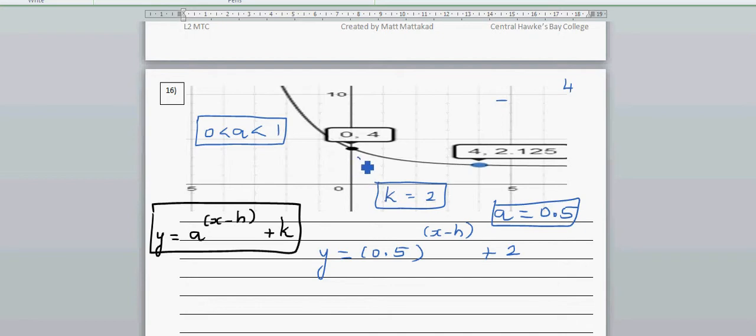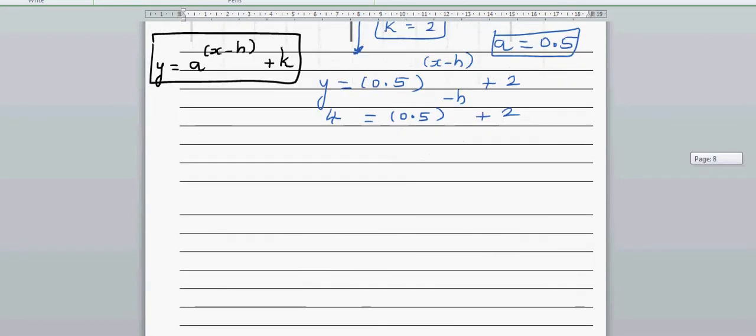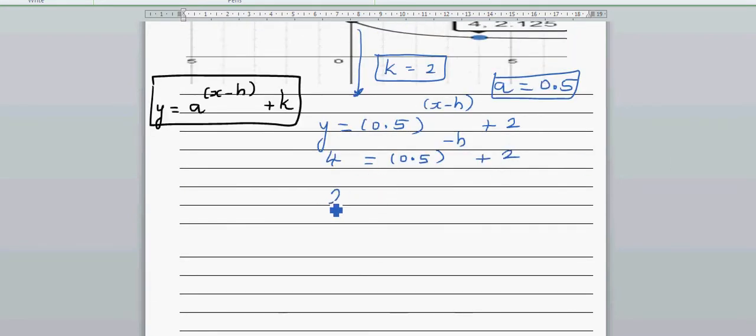So again, we can put this point in this equation. I can say, well, 4 is equal to 0.5 or half raised to negative h plus 2. Okay, so taking away 2 from both sides, I can say 2 is equal to 1/2 raised to negative h. Okay, so now is a tricky side. Again, this is 2. You can't change this, but this half can be written.